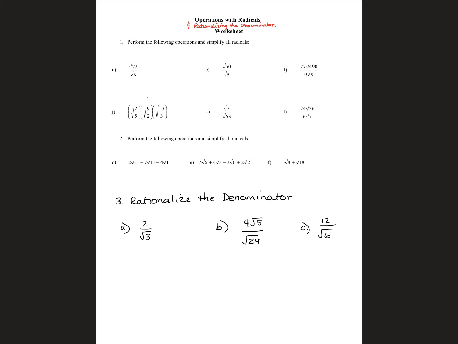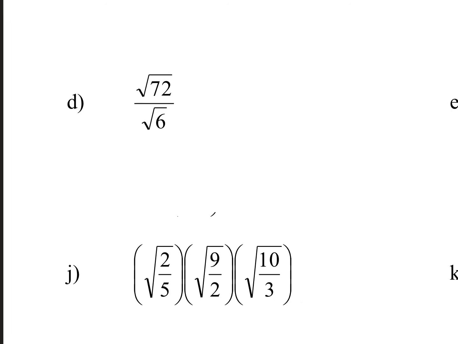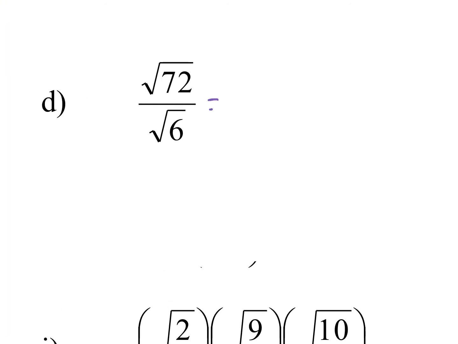So starting with number 1, I want to perform the following operations and simplify the radicals. So what can I do first for D? Divide. I want to combine them under the same square root and simplify the inside. What's 72 divided by 6? 12. So I have the square root of 12, and then from here I can just simplify.